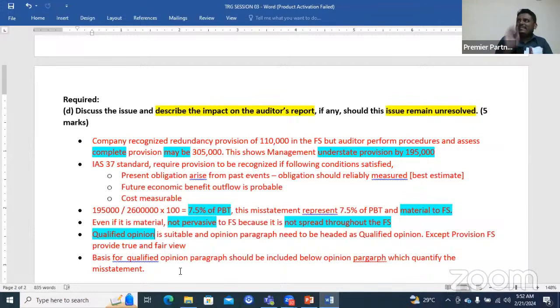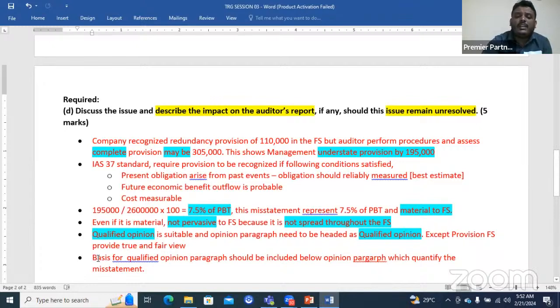Except for the provision, the financial statements provide a true and fair view. That is the opinion, so a qualified opinion is suitable here. And our opinion paragraph should be headed as what? Qualified opinion. The opinion paragraph heading should be changed to qualified opinion. Other than the provision, the financial statements provide a true and fair view. That is the opinion paragraph. That is how we write the opinion.